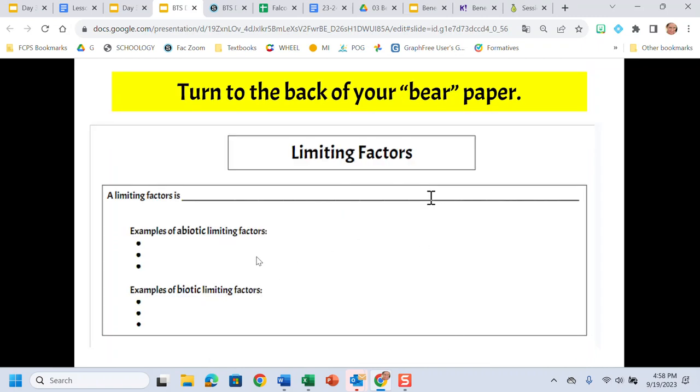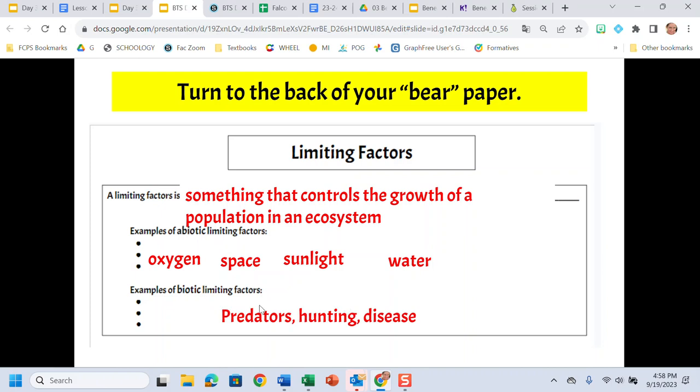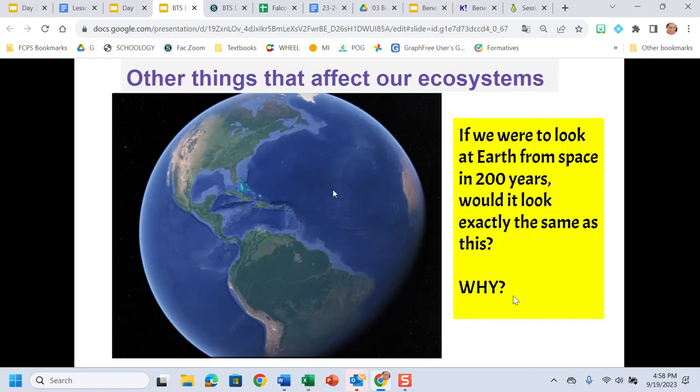Okay, so some examples again of our abiotic limiting factors. First, we have to remember that a limiting factor is something that controls the growth of a population in an ecosystem. So examples of abiotic or non-living factors that could be limiting could be oxygen or space or sunlight or water. Those are all abiotic. Examples of biotic limiting factors would be things like predators, hunting, disease, or lack of food even, right? Because food is biotic.